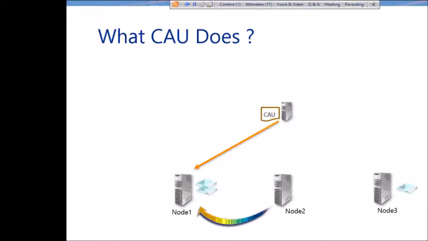So now everything looks good with node 1, so we're going to start focusing on node 2. As the next step, it keeps node 2 in the maintenance mode and the process continues from there. So this is the way the cluster-aware update does the patching without interrupting the workloads that are running on the clusters.